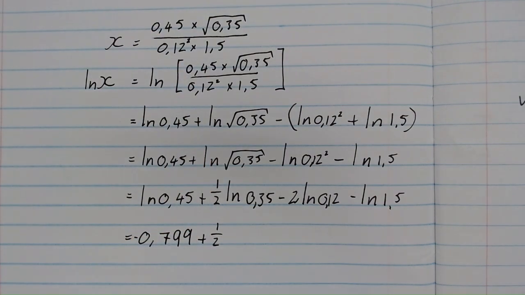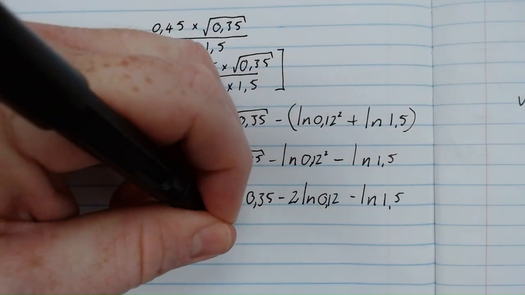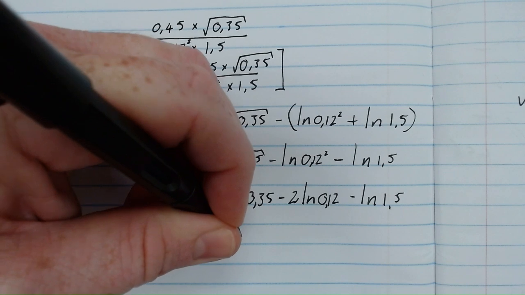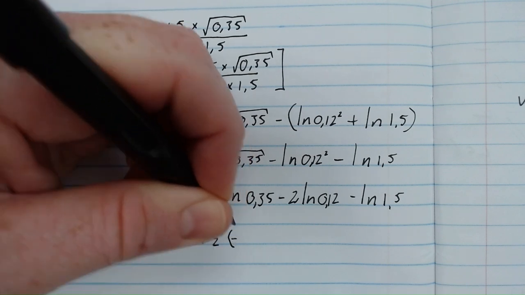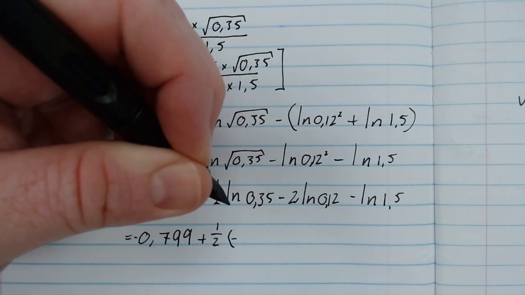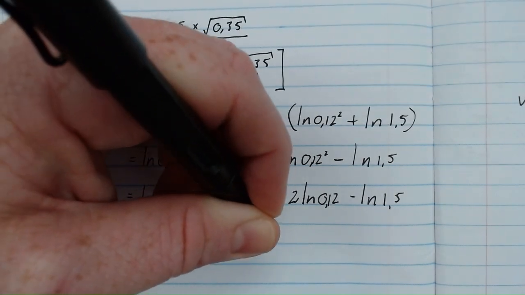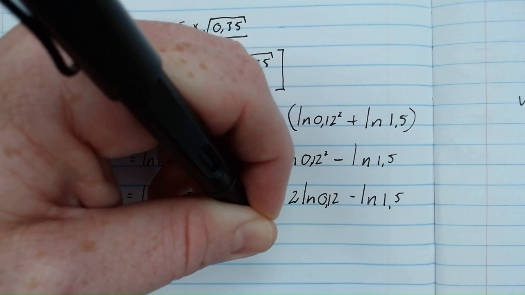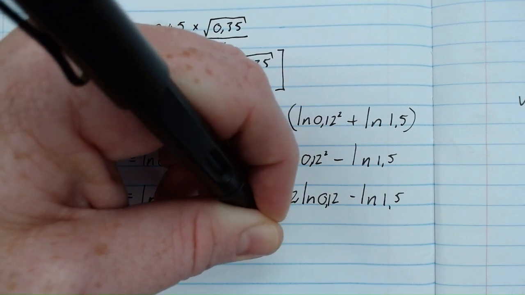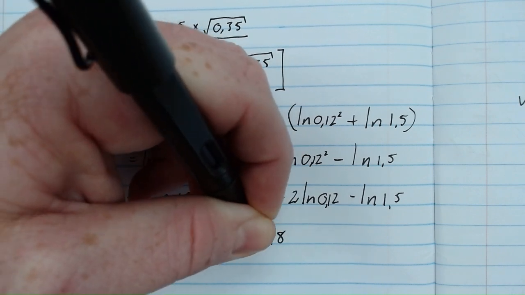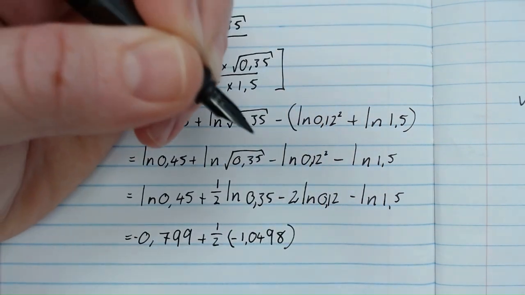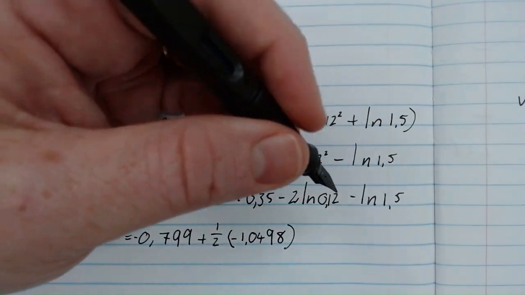And we're going to say ln 0.35 equals, so it's a half, and I'm going to have to bracket it because it's a negative, and I get 1.0499. I'm going to do a little more accuracy here. Instead of just saying 1.05, I'm going to add a little bit of detail in there.